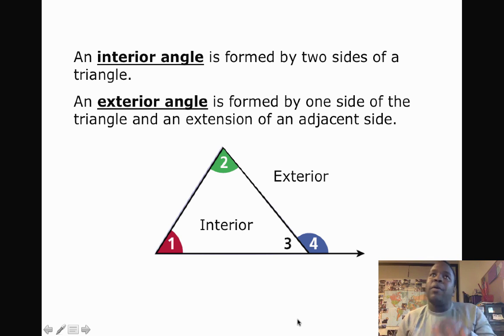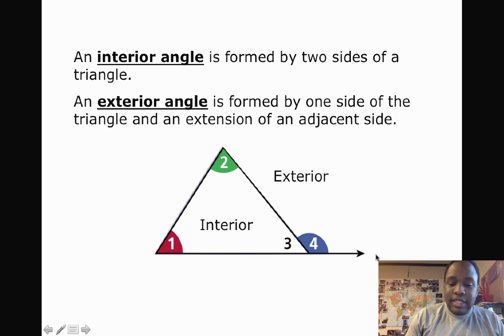So similar to when we were doing 2 lines and a transversal, there was the interior part and then the exterior. Well, there's interior angles of a triangle, and then there's exterior angles. An interior angle is formed by 2 sides of the triangle, so it's like all the angles that are inside the triangle. And an exterior angle is formed by 1 side of a triangle and an extension of an adjacent side. So like 1 side of the triangle and then an extension of it.